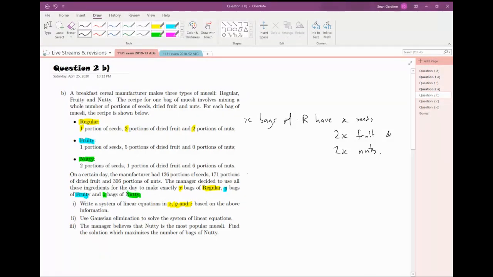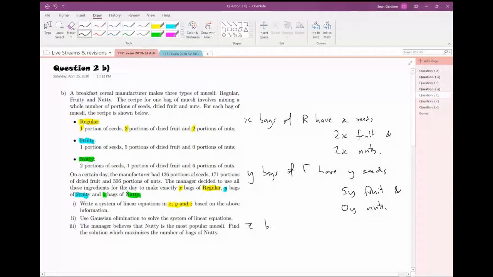And so similarly, I can say the same for what happens with Y and Z. If I have Y bags of the fruity thing, the F cereal, then I'm going to have how many of each? I'll have Y lots of seeds. I'll have 5Y lots of fruit. And this time there are no nuts, right? So I could even write 0Y nuts, maybe. Okay. And then I can do it again for Z.